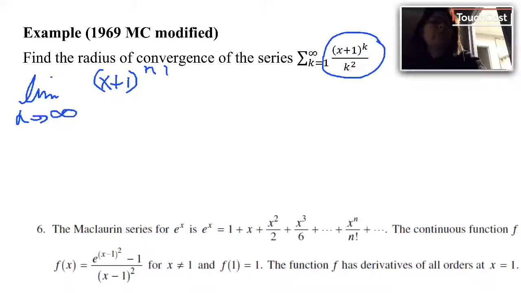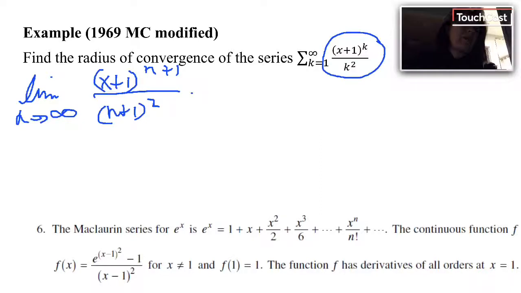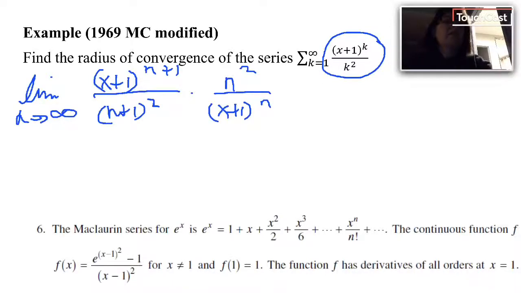This is going to be n plus 1 over n plus 1 squared. And instead of dividing that by the nth term, I'm going to multiply it by the reciprocal of the nth term. This is going to be n squared over x plus 1 to the nth. This should all be absolute value. There we go. And considering what happens to this expression as n goes toward infinity, that's going to be the limit as n goes toward infinity.